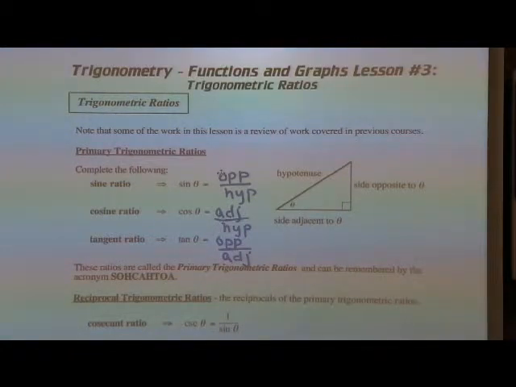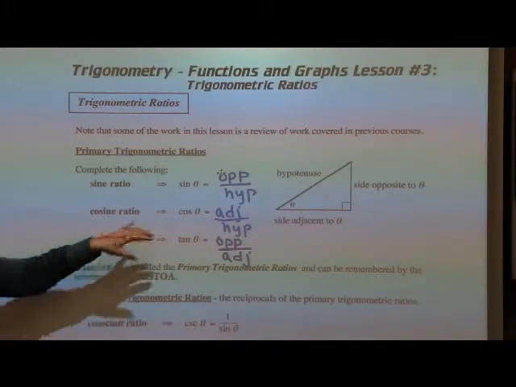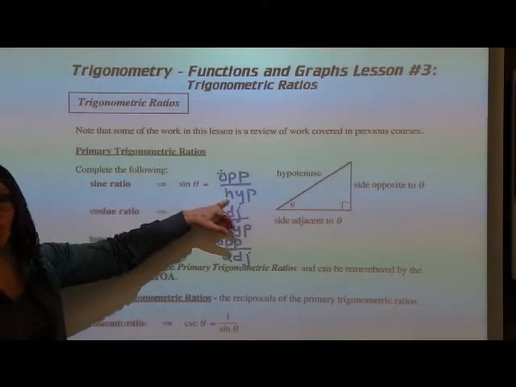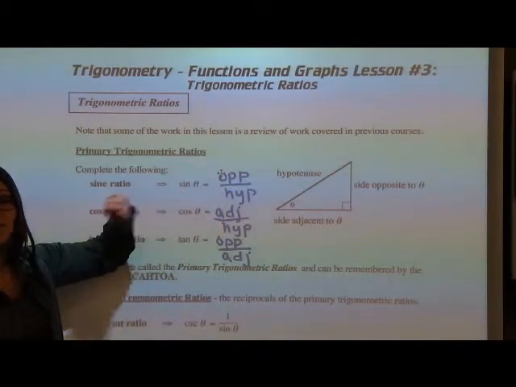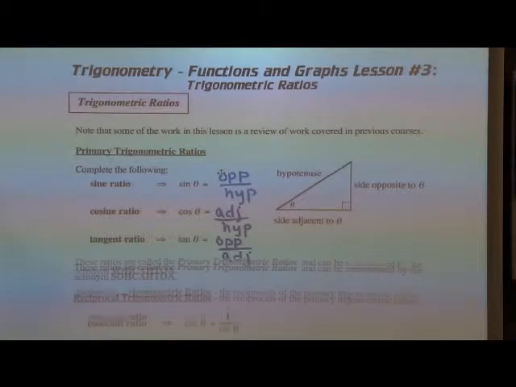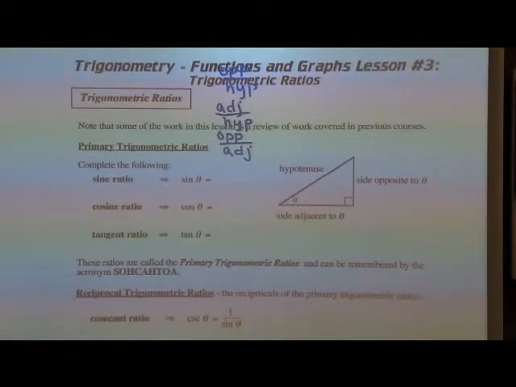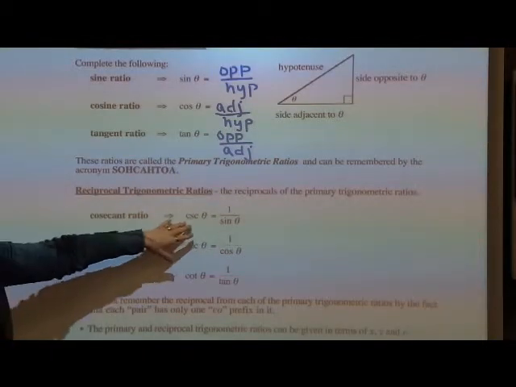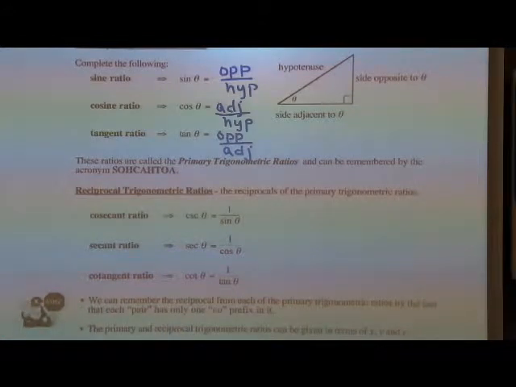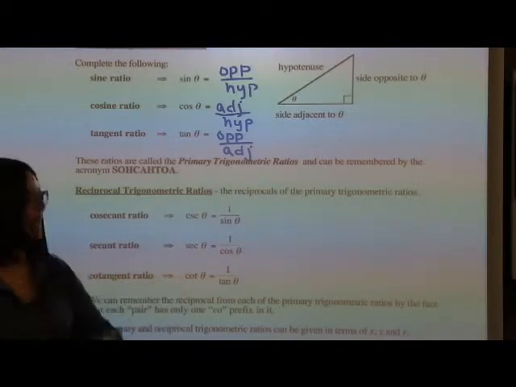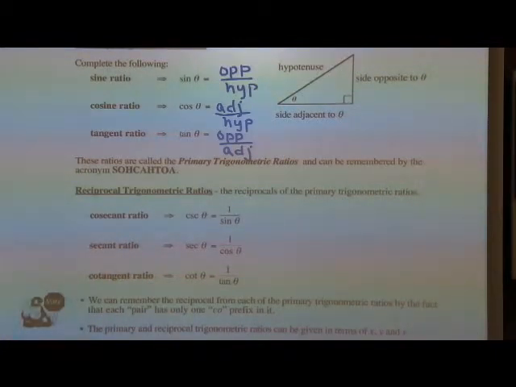What we introduce is, in addition to the 3 primary trig functions, there are reciprocal trig functions, which ask the question, what happens if instead of going opposite over hypotenuse, I went hypotenuse over opposite? What I get is the cosecant. So the cosecant is the reciprocal of sine. Secant is the reciprocal of cosine, and cotangent is the reciprocal of tangent.